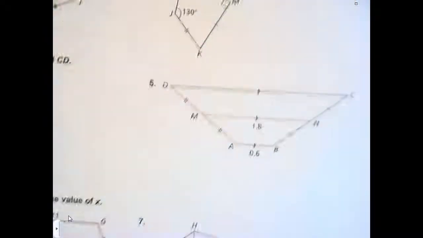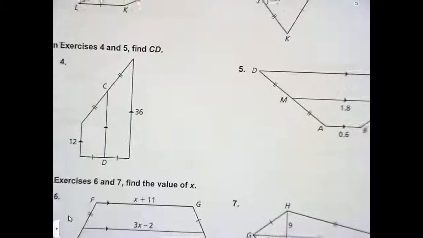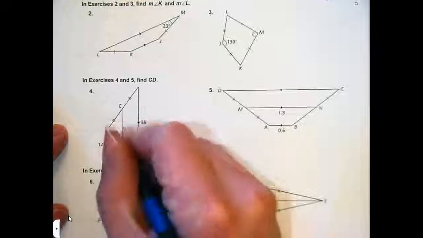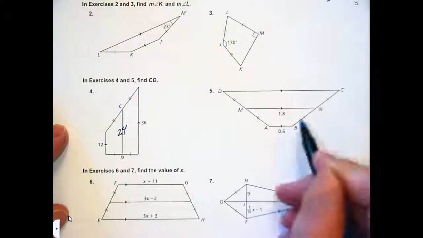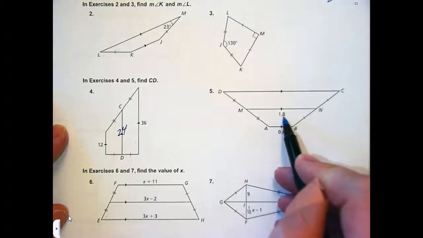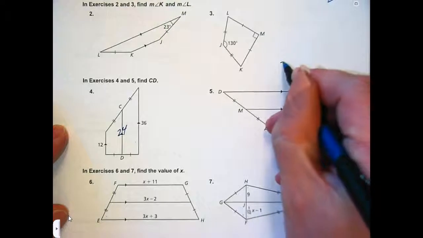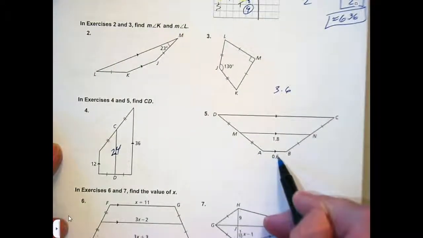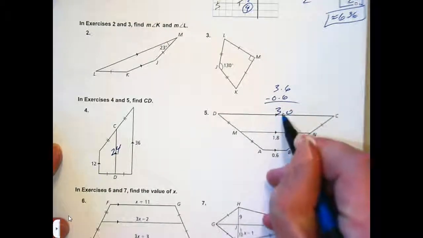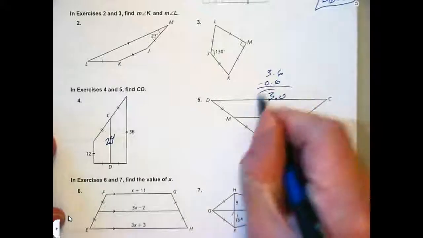All right. Give number 4 and 5 a go. Find CD. What's CD? Yeah, 12 plus 36 divided by 2 is 24. And here we have 0.6. So we have 1.8. We got to double that. That's 3.6. And 0.6 from 3.6 gives us 3.0. Dude, version 3.0 right there. All right. Any questions on those?